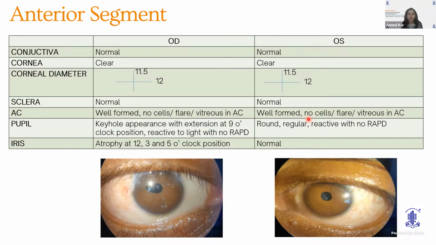The anterior chamber was of normal depth with no cells or flare or vitreous prolapse in the anterior chamber. The pupil in the right eye was keyhole in appearance with extension at the 9 o'clock position. It was reactive to light with no evidence of relative afferent pupillary defect. The left eye pupil was round, regular and reactive with no relative afferent pupillary defect. The iris in the right eye showed atrophy at 12 o'clock, 3 o'clock, and 5 o'clock positions, and in the left eye the iris was normal.